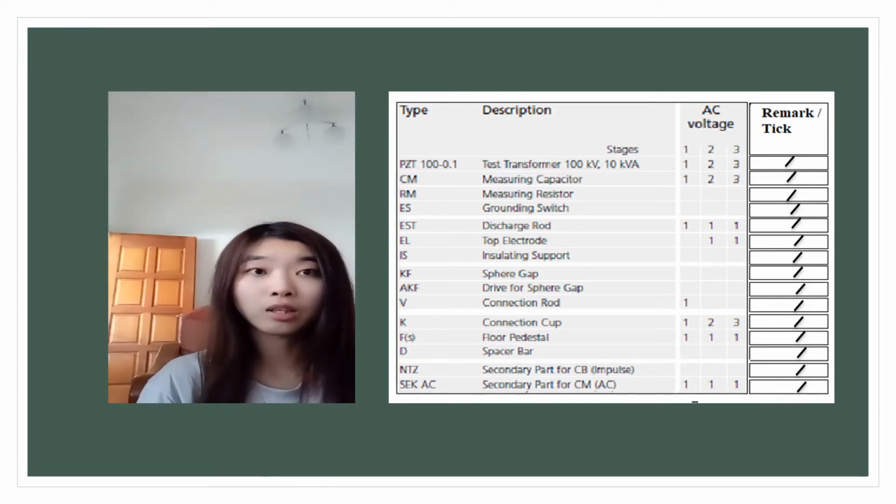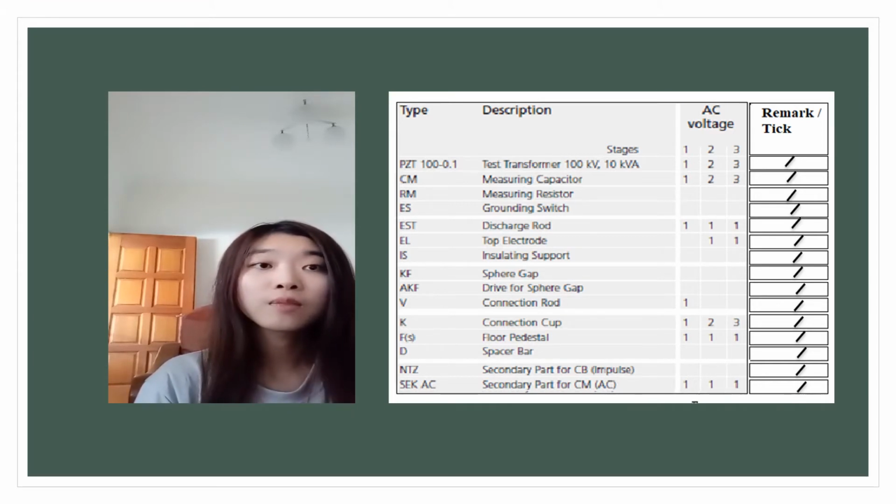V is a connecting rod. It is a conductive connection element, which is an aluminum rod. K is a connecting card. It is a conductive connection element where 4 components can be connected horizontally and 2 components vertically.